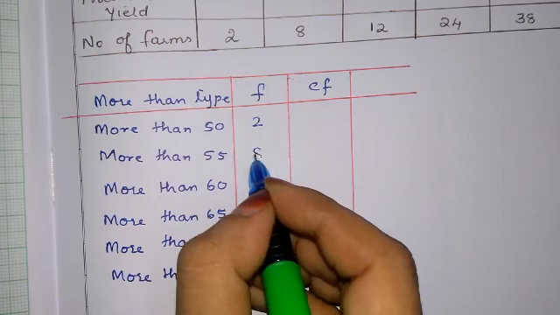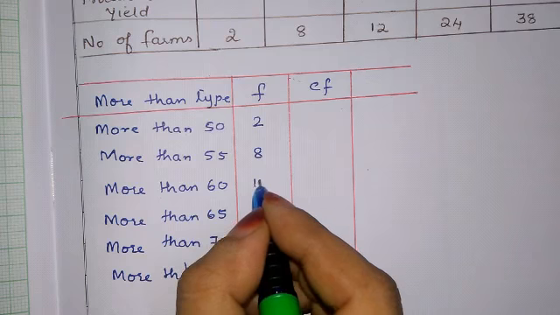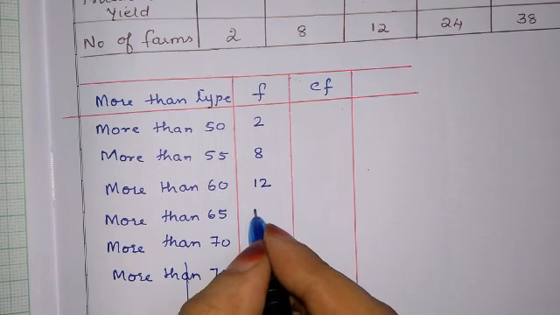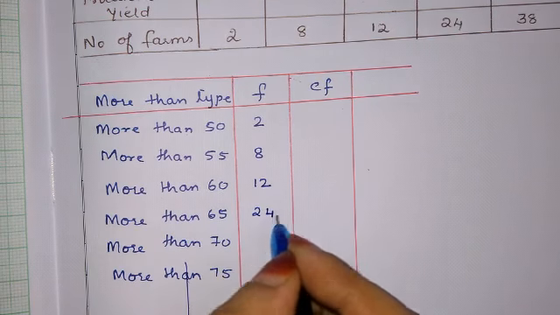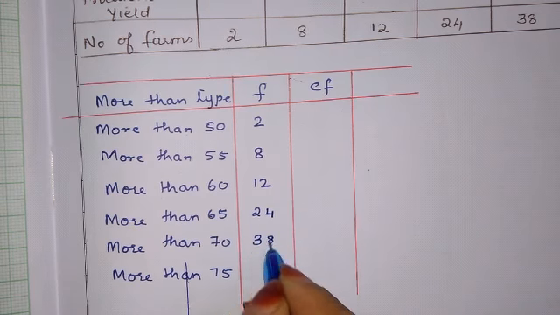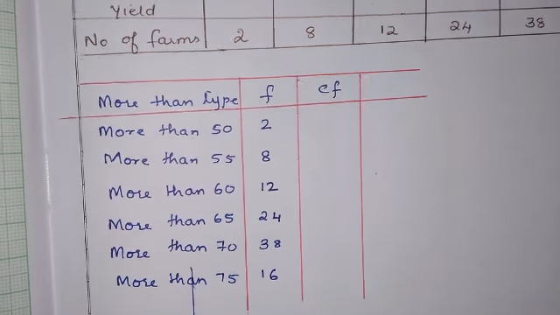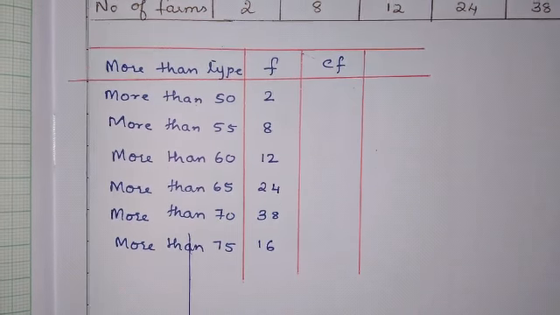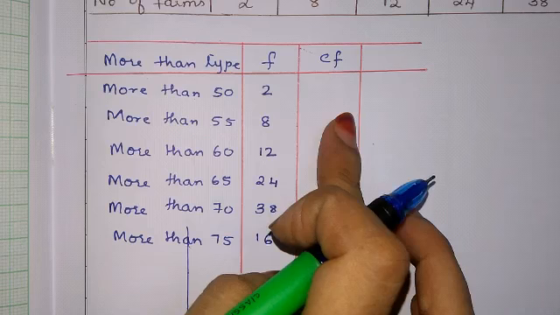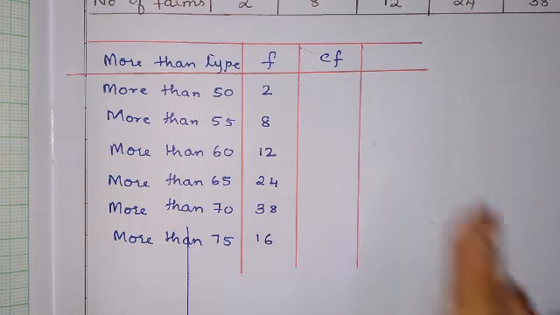2, 8, 12, 24, 38, 16. Okay, this is the frequency given. Now here we have to find CF. How will we find CF?